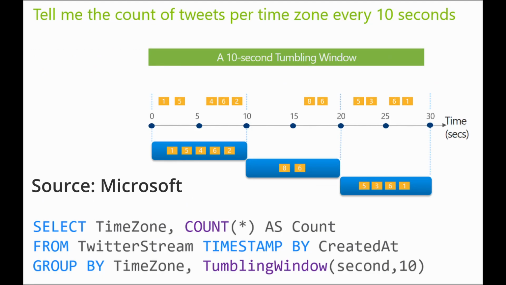The second windowing function we consider is the tumbling window. If someone says, tell me the count of tweets per time zone every 10 seconds, then we'll be looking at the number of tweets every 10 seconds. This window is comparable to the hopping window because hopping windows had overlaps between them, whereas the tumbling window doesn't. Actually, the tumbling window is a special case of the hopping window. If you imagine the hopping window having the hop being the same length as the length of the window, then you get the tumbling window.